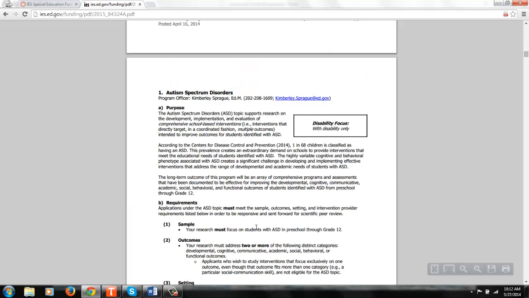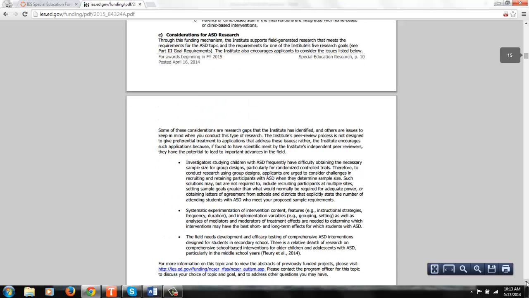We start with the actual detailed descriptions of each of the topics. So this is the first one, autism spectrum disorders. And it goes on to talk about how now 1 in 68 children are identified as having autism spectrum disorder. Well, what's interesting about that? Well, what's interesting about it is that it's gone up dramatically in the last few years.